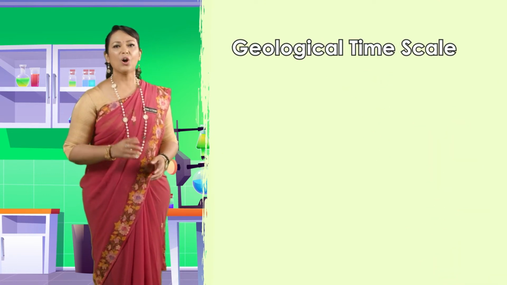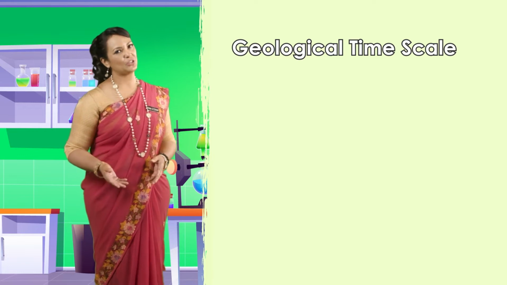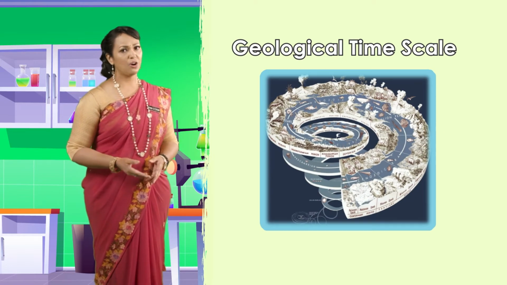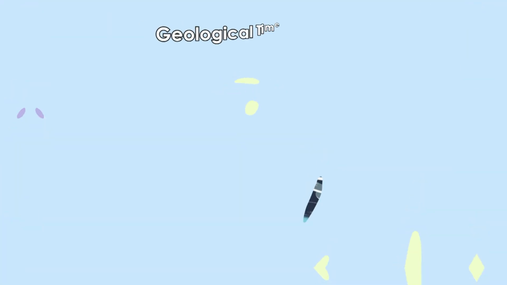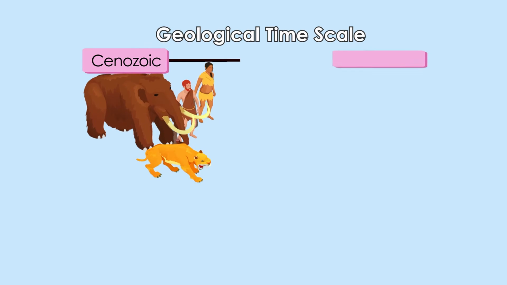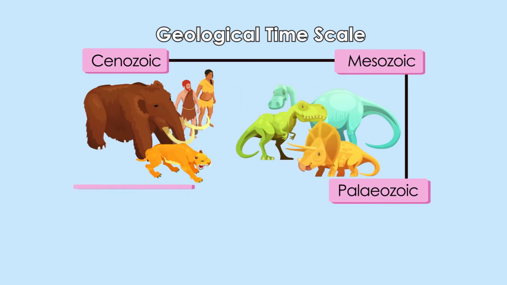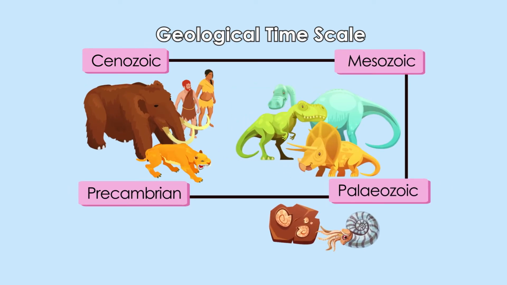A geological timescale is the chronological arrangement of geological events. The geological timescale is divided into 4 eras, namely Cenozoic, Mesozoic, Paleozoic and Precambrian. Precambrian is the oldest era, whereas Cenozoic is the present time. Each era is divided into several periods.